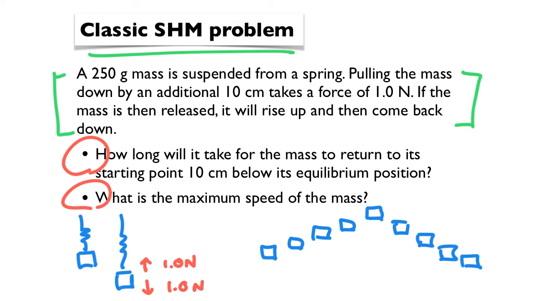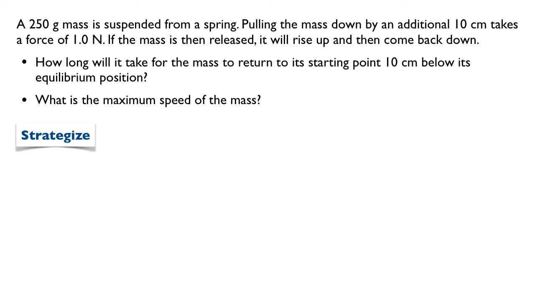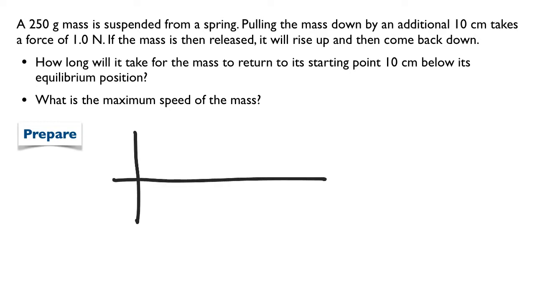Now to solve this, first we're going to strategize. And the strategy is we're going to treat this as simple harmonic motion. And so as a consequence, we can use all the technology that we've developed to solve this type of problem. For a preparation step, what I'm going to do is this. I'm going to draw a graph of the motion as a function of time. Now I've taken this mass and I pulled it down to a position 10 centimeters below its equilibrium position, or 0.10 meters. Okay?